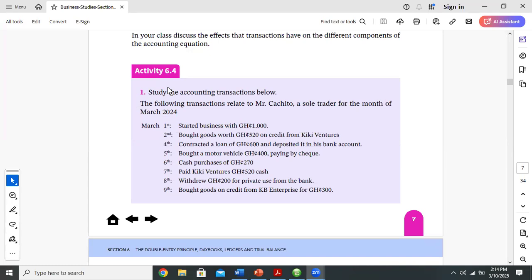Okay. So I can sense that you now appreciate what we are doing, right? Now I want to skip, but okay, let me not skip since we have time. The next one is bought motor vehicle, paying by check. So this one is the business buying an asset, right? The business is acquiring an asset, but the business paid by check. So there's an increase in asset, that's the vehicle, but the business will also be losing money through the bank. So there will be a decrease in asset, bank, right?